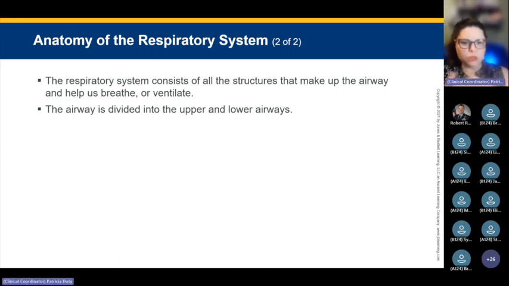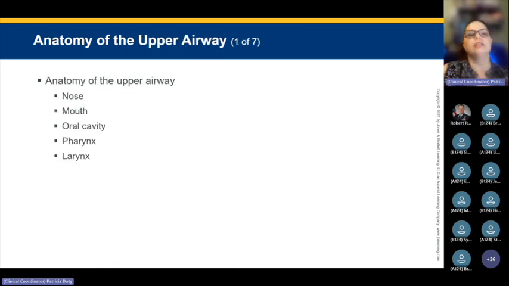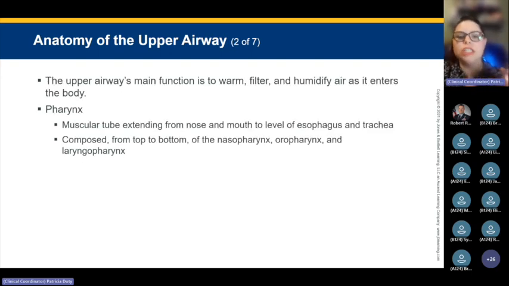So the respiratory system consists of all the structures that make up the airway and help us breathe or ventilate. The definition of ventilate is just air moving in and out. The airway is divided into upper and lower airways. So let's talk about the upper airway. Now, you have your nose, mouth, oral cavity, pharynx, and larynx. These are all structures that are going to be above the vocal cords. That's your definition of an upper airway. Its main function is to warm, filter, and humidify air as it enters the body.